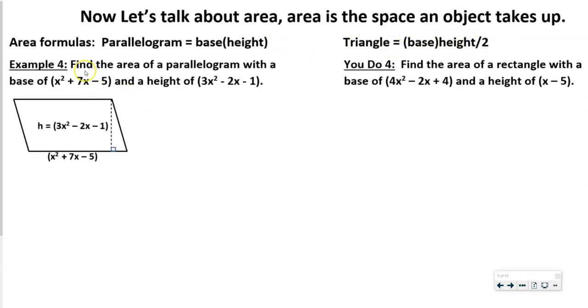Okay, so find the area of the parallelogram with a base of x squared plus 7x minus 5 and a height of 3x squared minus 2x minus 1. So again, we're just doing base times height. So it means we're going to multiply these two expressions by each other, okay?